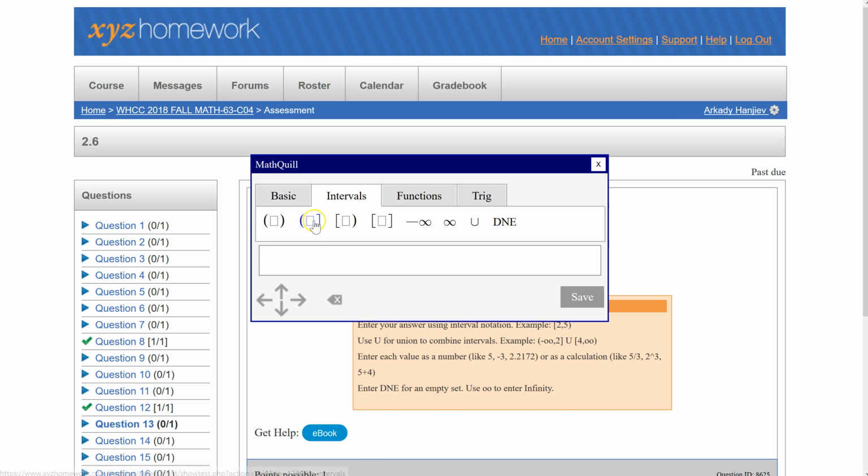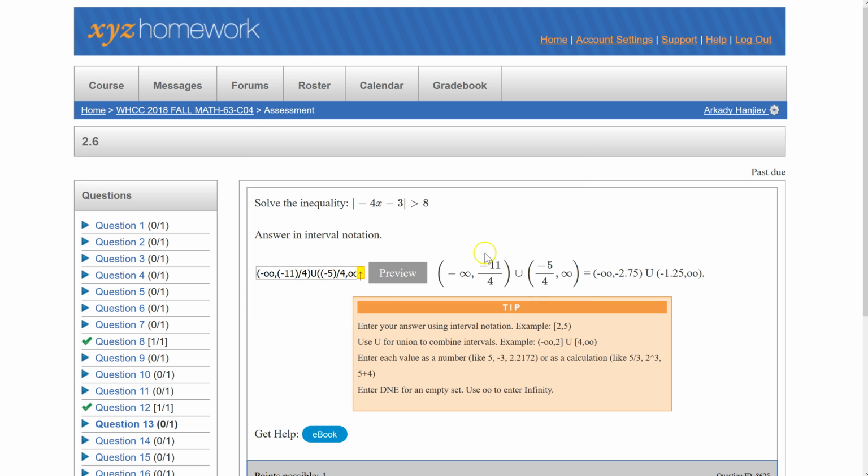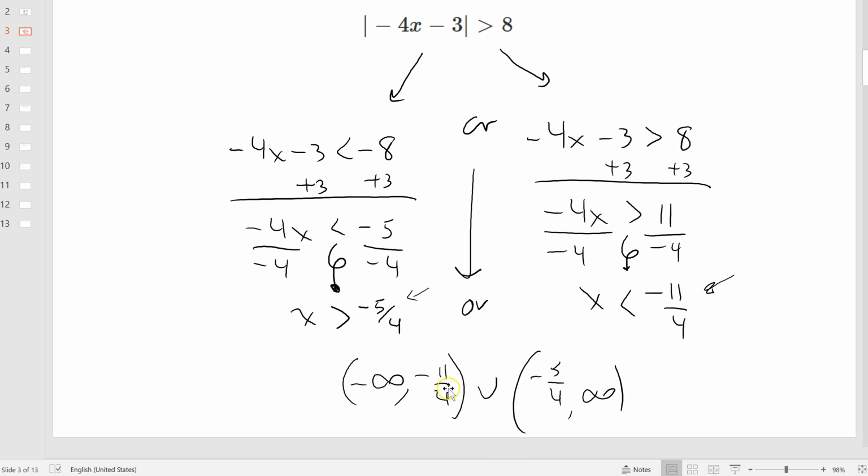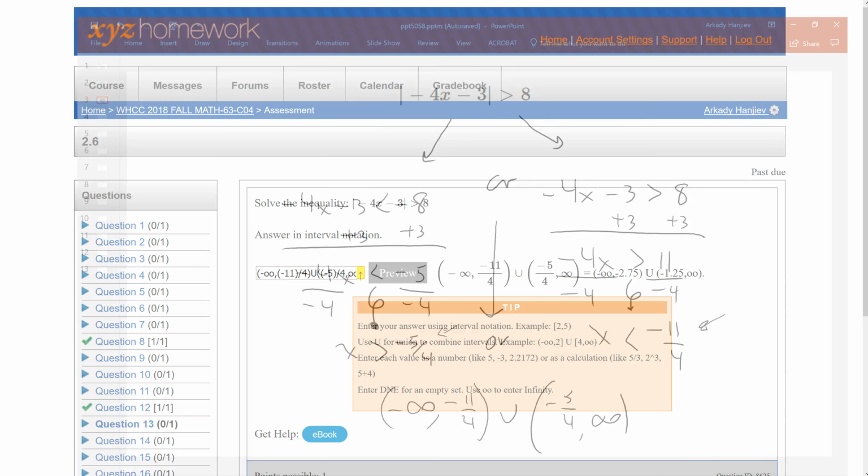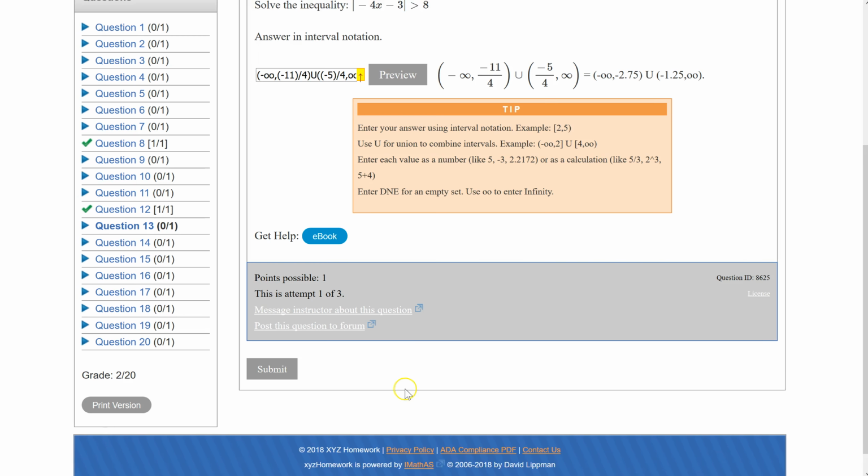My little button here, intervals, I'm going to use this one. So negative infinity to a fraction called negative 11/4. And we got ourselves a union. Again, same thing here, and that's going to be another fraction called negative 5/4. Past the parenthesis, past the comma on the other side, so that we can go to positive infinity. Save, and let's go back to make sure that's what I have here. 5/4 there, 11/4 there. That looks exactly how mine looks. I think we're ready to submit.